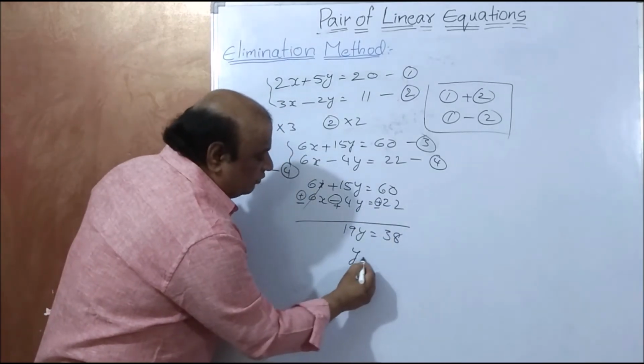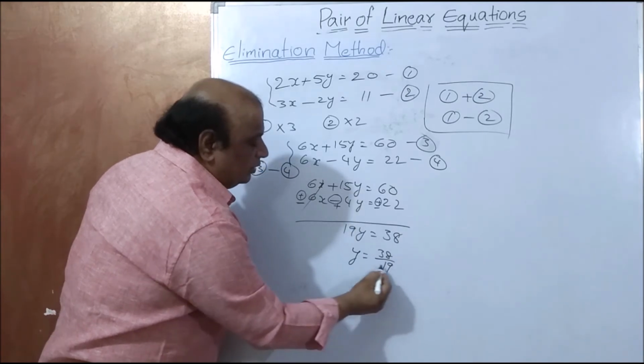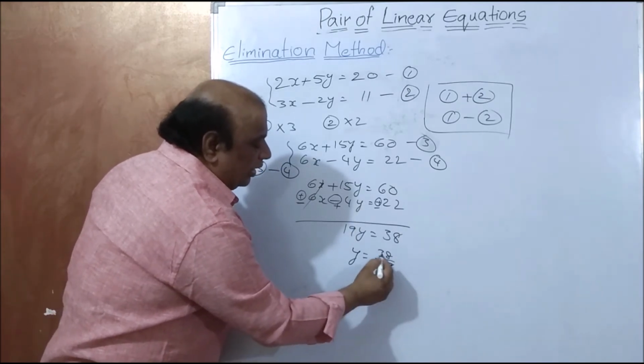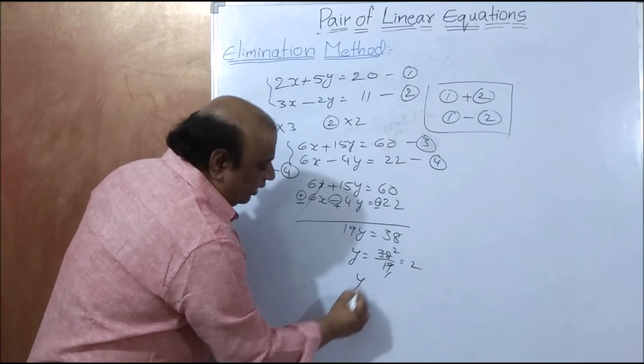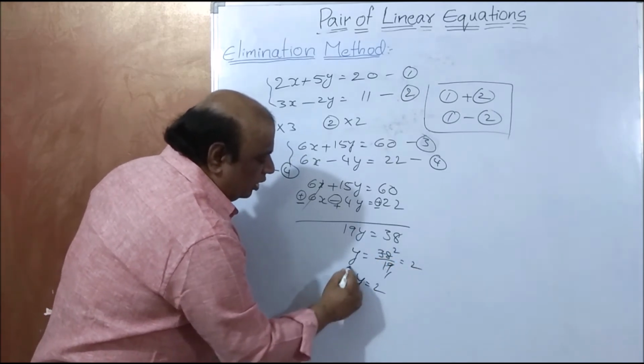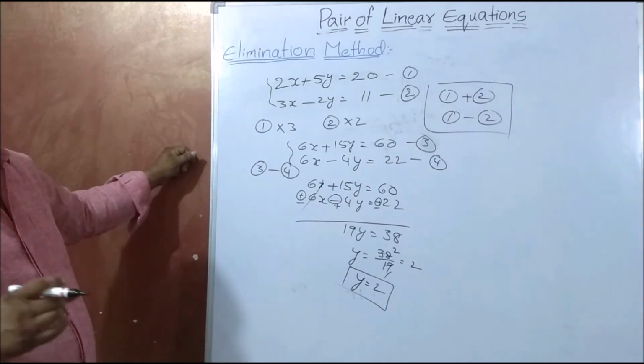Now y is equal to 38 by 19. That is, 19 ones are 19, 19 twos are 38. y is equal to 2. We got the y value. Understood?